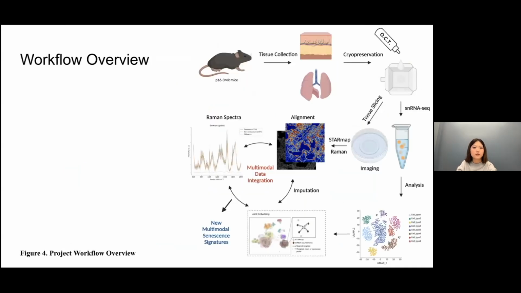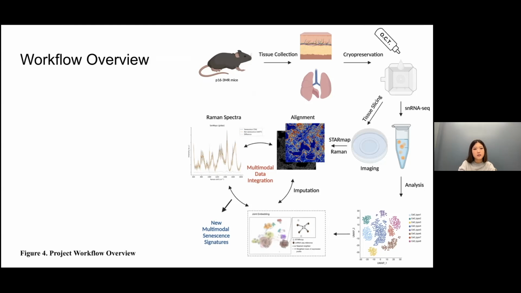This is an overview of our workflow. We started by collecting lung and skin tissue samples from p16-3MR mice, which are commonly used to study cellular senescence. These samples were cryopreserved in OCT blocks to maintain their structure and molecular integrity for further analysis.